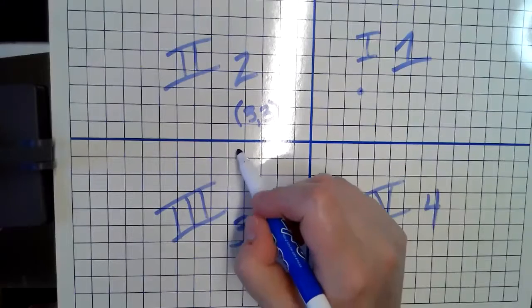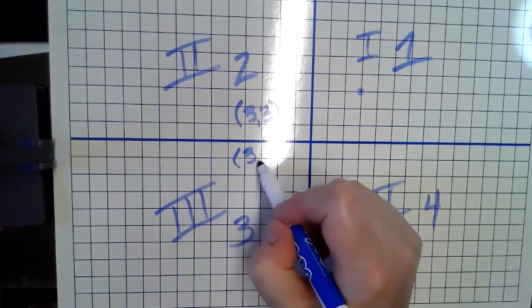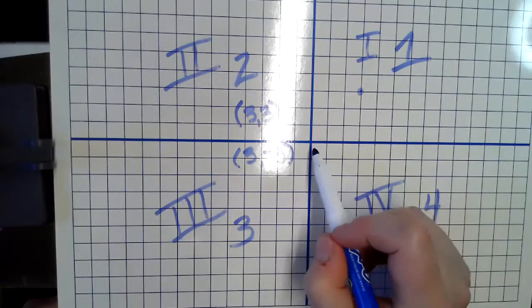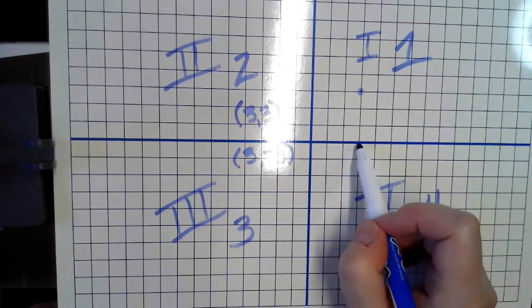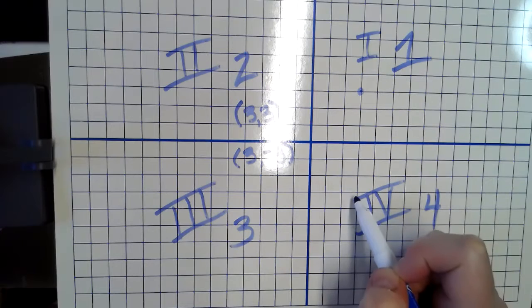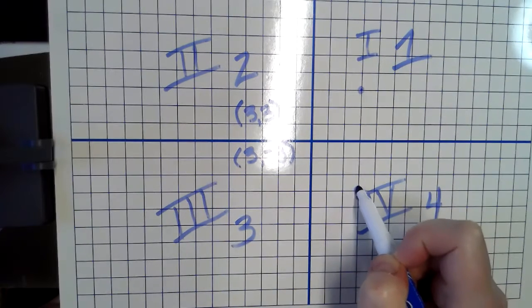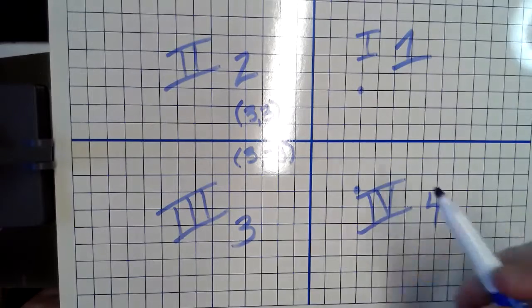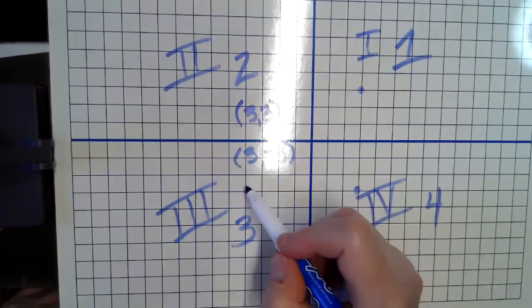If it were 3, negative 3, then again, you go X line, 1, 2, 3, and then down into negative territory, 1, 2, 3. This point would be in quadrant 4. Makes a difference. And let's do one more just to see.